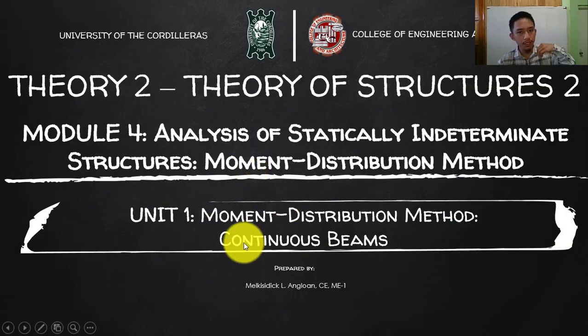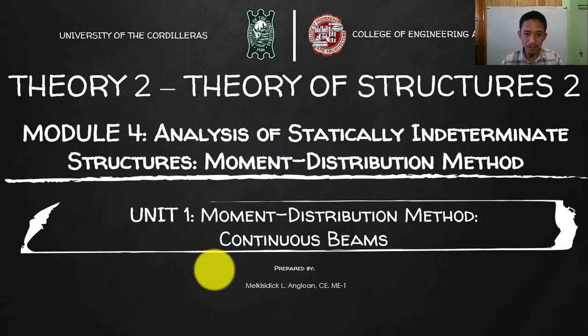Okay, as I've said, moment distribution is for beams and frames. Just like your slope deflection, beams and frames without sidesway are almost the same. But once there is a sidesway, that is now a different topic, or there is just a slight difference from beams and frames without sidesway. So let's deal with your continuous beams.